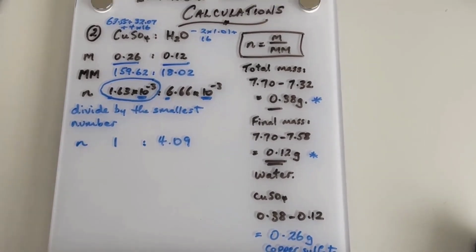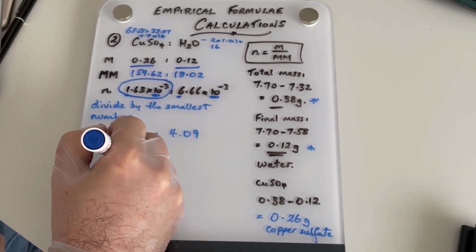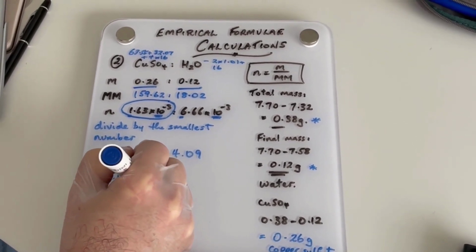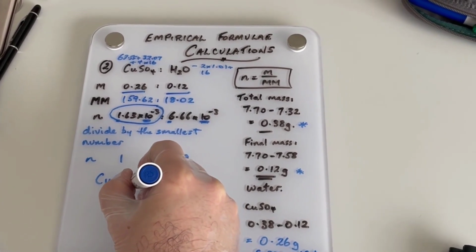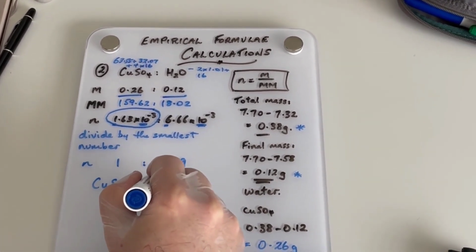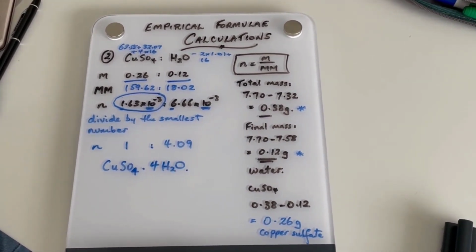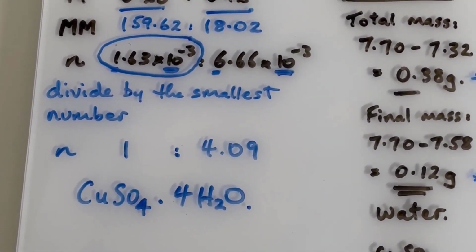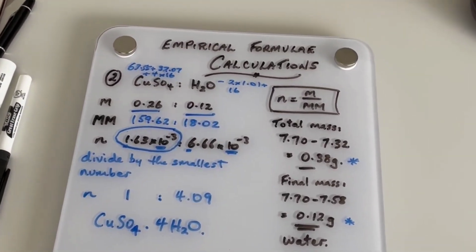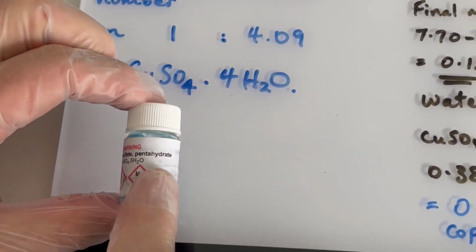So that would make my empirical ratio pretty close to CuSO4 1 to 4H2O. Based on my calculations, remember I'm trying to use whole number ratios here. 4.09 is close to 4. Unfortunately, in this case, I can actually check my answer, and you'll notice that this is pentahydrate.